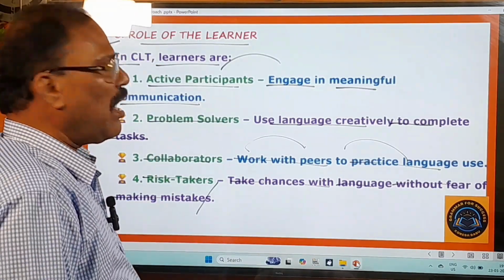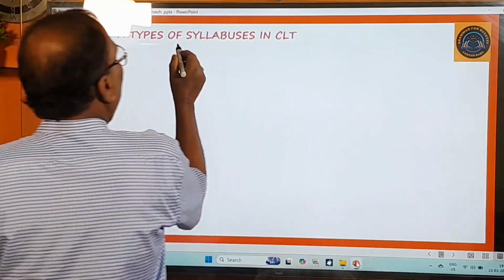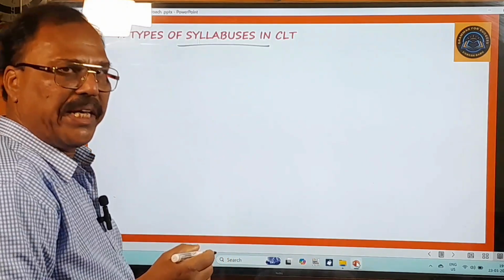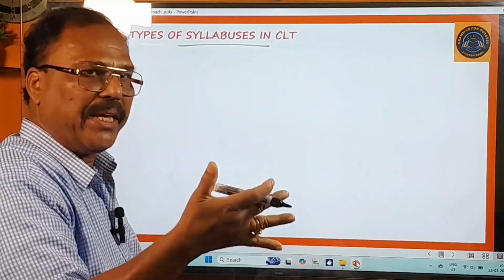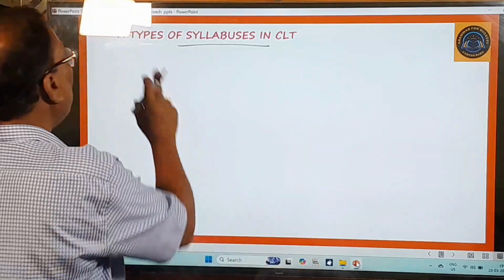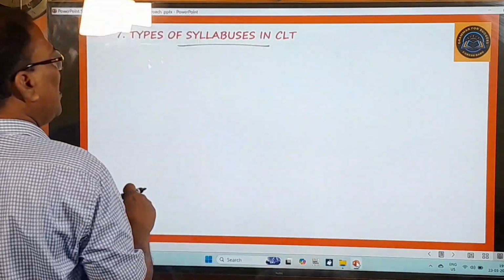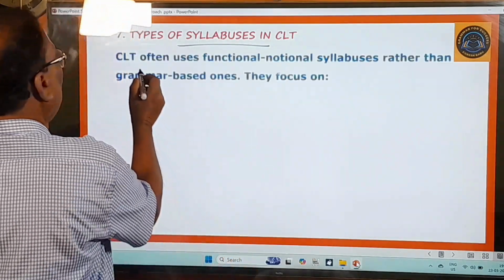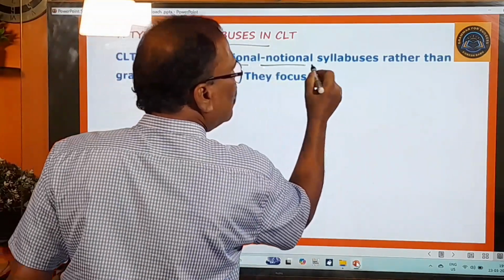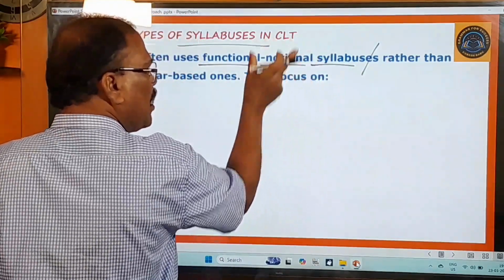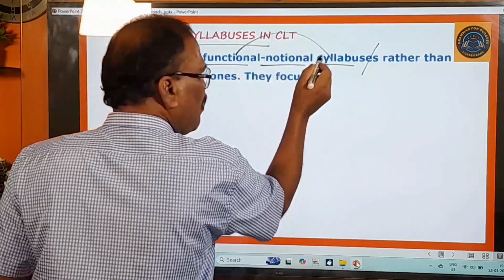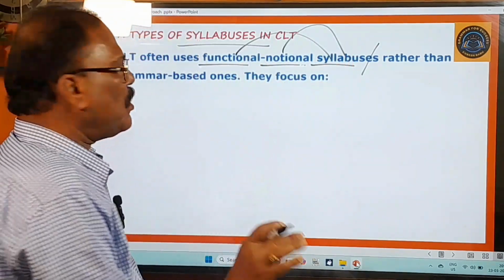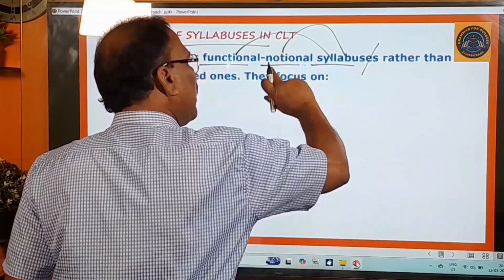And now you move on to learn other important things. 7. Types of syllabuses in CLT. Types of syllabuses. You can also call it syllabi. Syllabus, plural is syllabi. Syllabuses is also there. So types of syllabuses in CLT. What kind of syllabuses can you find in the CLT setup? Here you pay attention. CLT often uses functional, notional syllabuses. So these 2 kinds of syllabuses are mentioned. Functional syllabus, practical syllabus. Functional means practical. Notional means theoretical syllabus. So practical syllabus is there and theoretical syllabus is there.